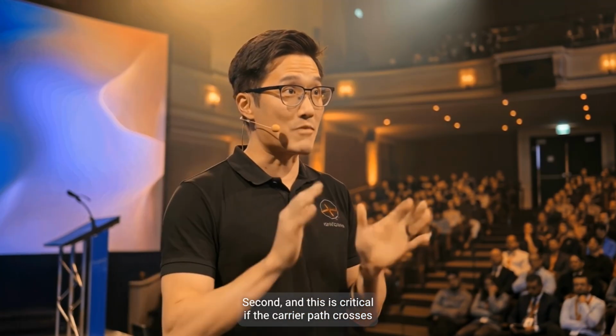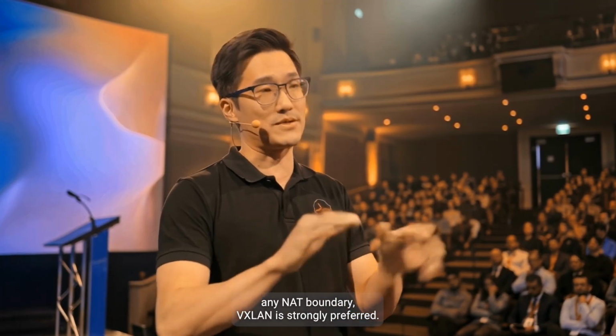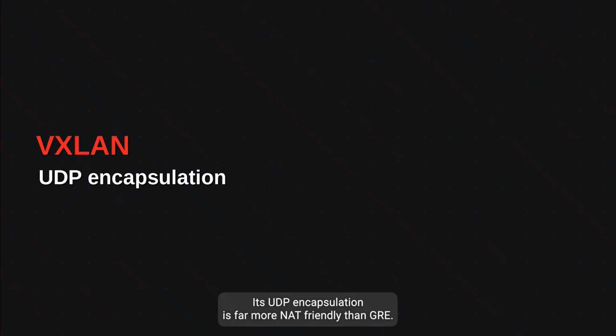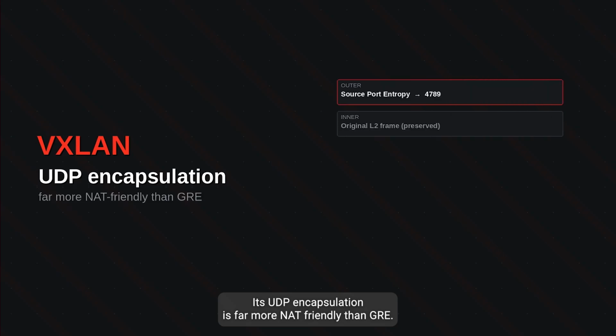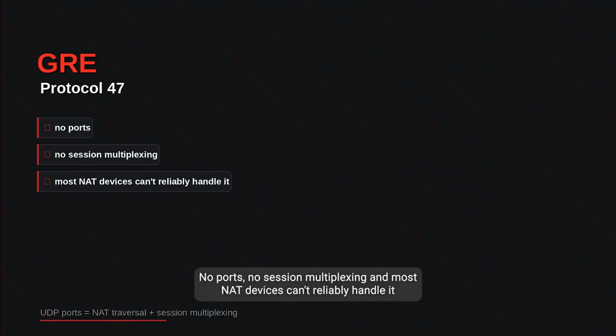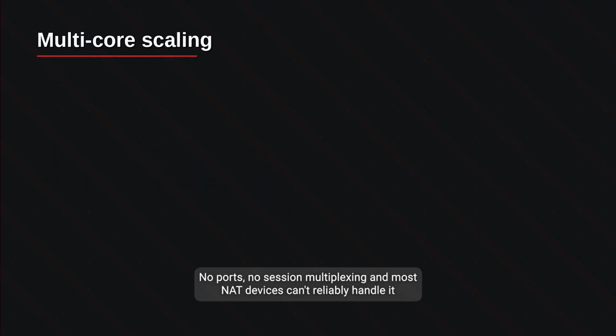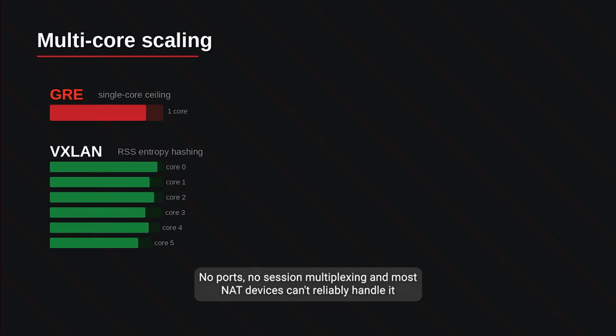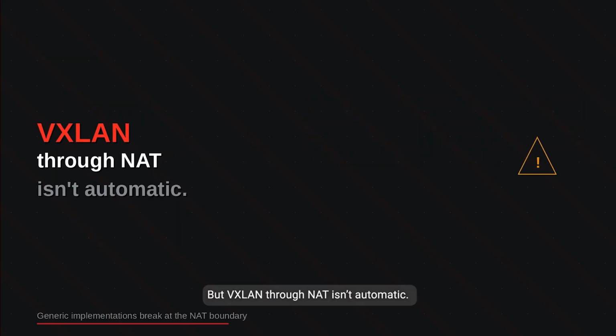Second, and this is critical, if the carrier path crosses any NAT boundary, VXLAN is strongly preferred. Its UDP encapsulation is far more NAT-friendly than GRE. GRE uses protocol 47, no ports, no session multiplexing, and most NAT devices can't reliably handle it. But VXLAN through NAT isn't automatic.